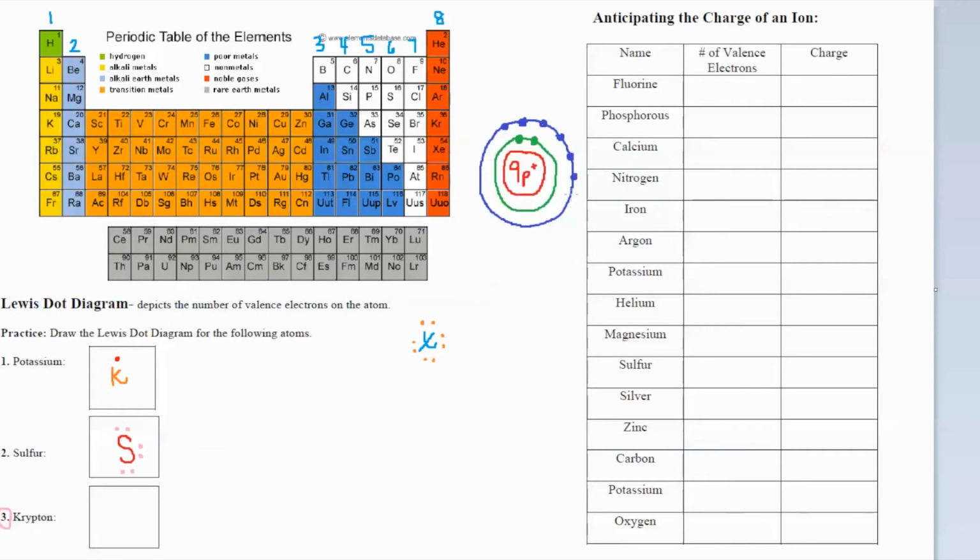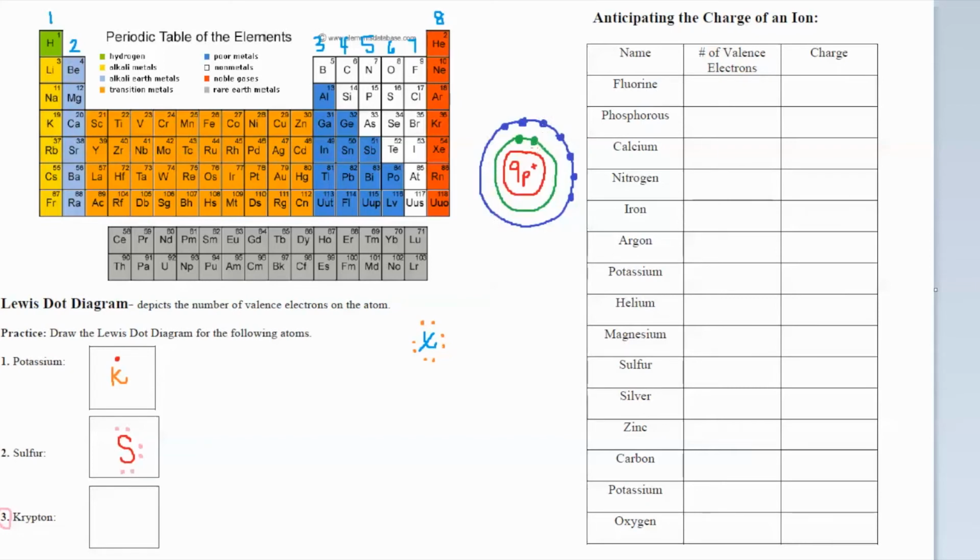Now, the goal of any element is to have the electron configuration of a noble gas. What that means, to have the same number of electrons as any noble gas, is that your element, whatever you're dealing with, when it becomes an ion, wants to have a complete energy level. All right. So you have 2 different options.